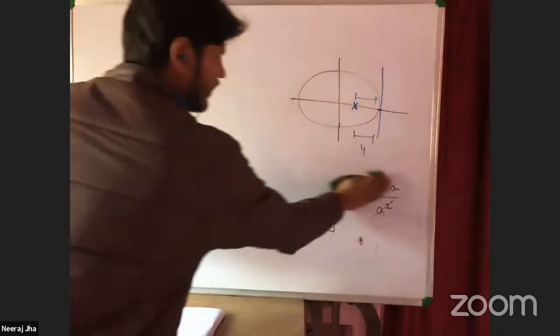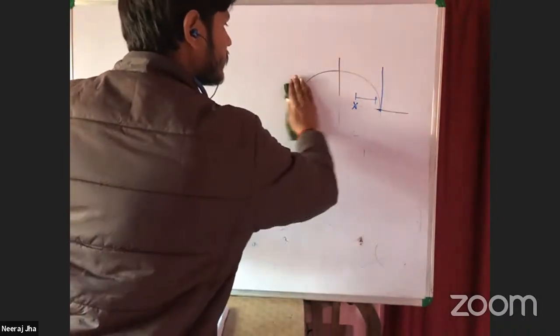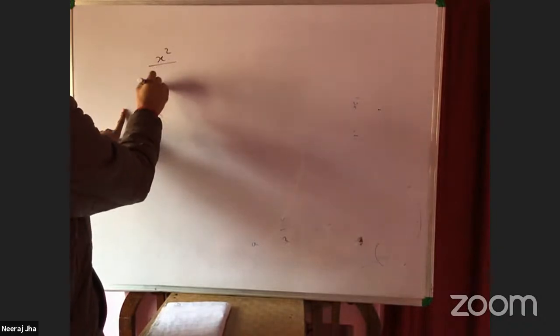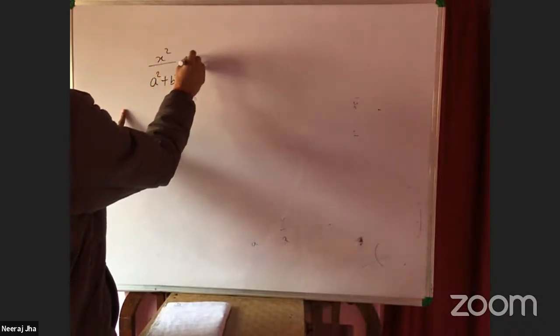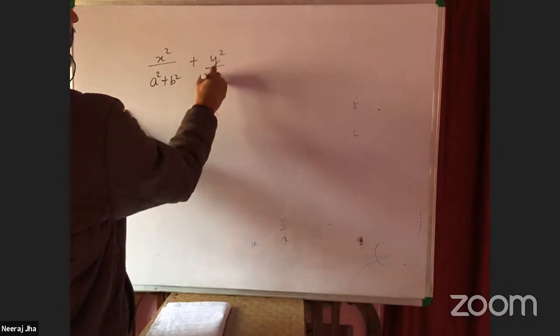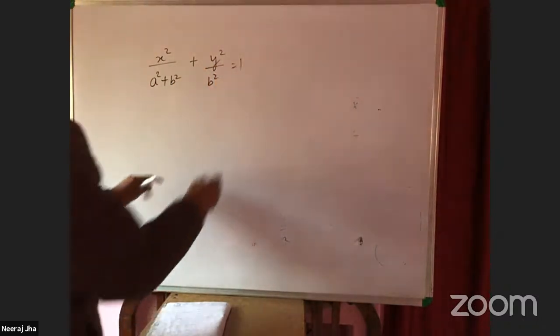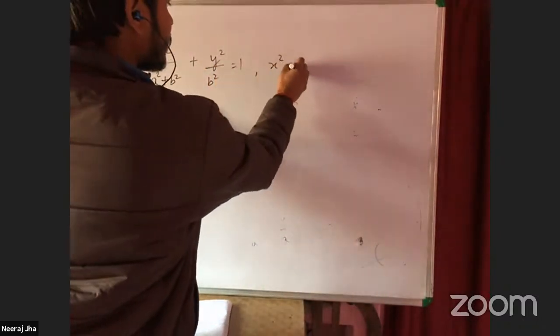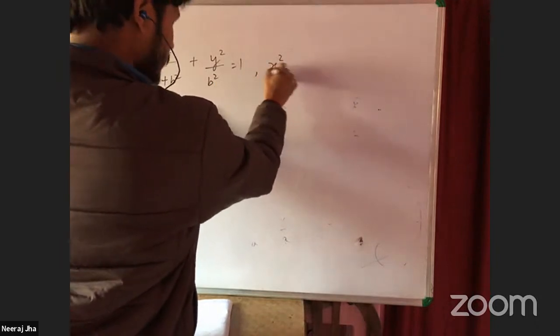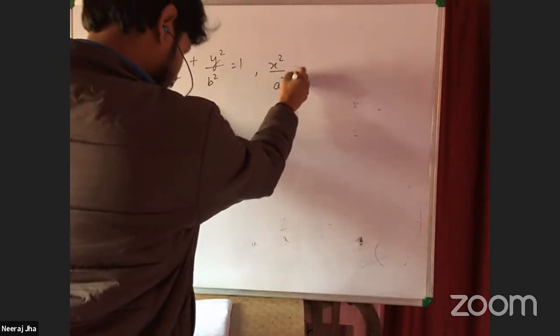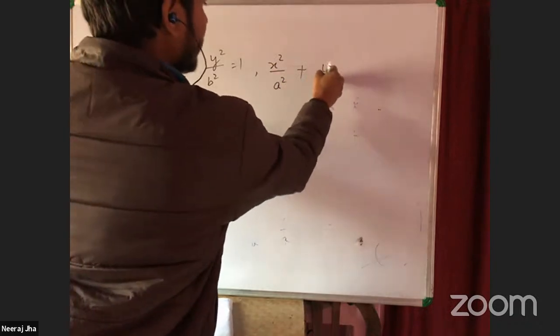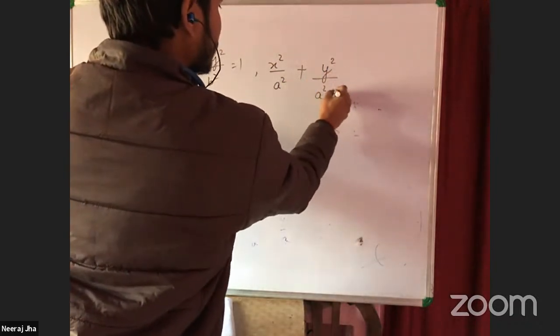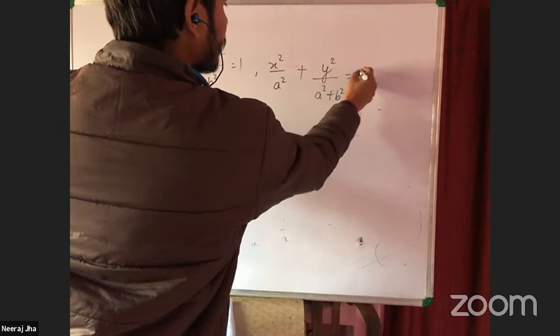All right. We have 2 ellipses. What are they? x square upon a square plus b square plus y square upon b square is equal to 1. This is one ellipse. Another ellipse is x square upon a square plus y square upon a square plus b square is equal to 1.